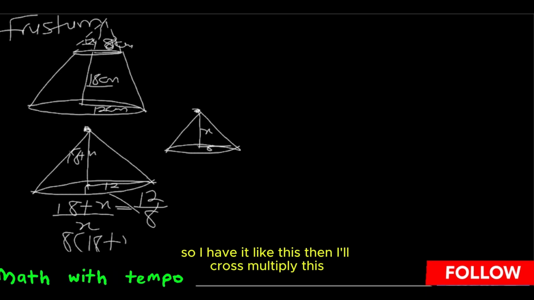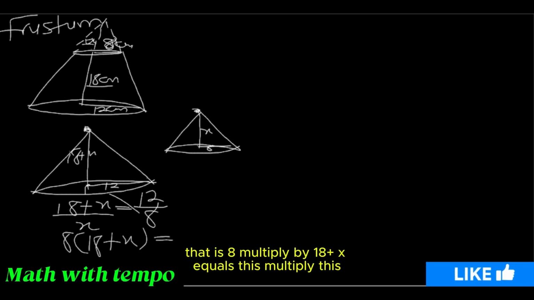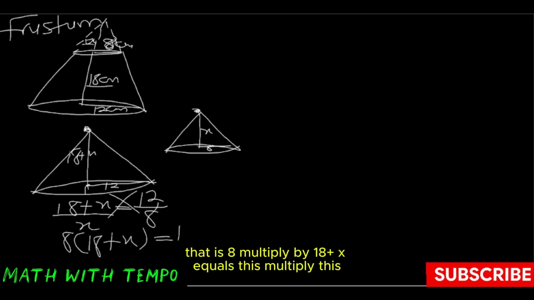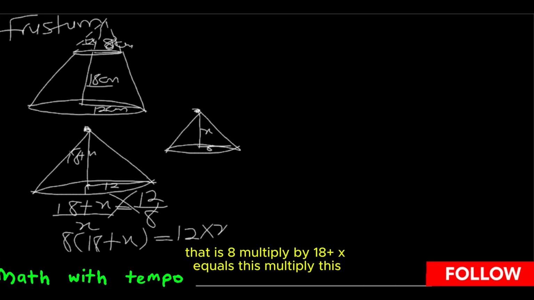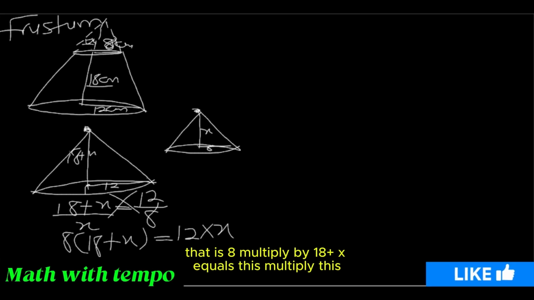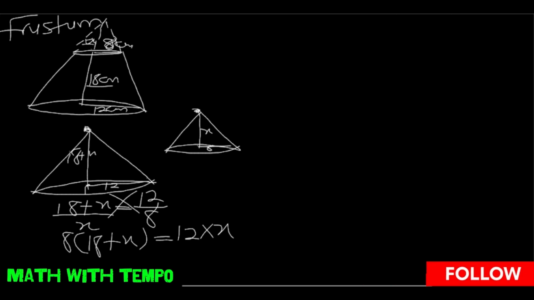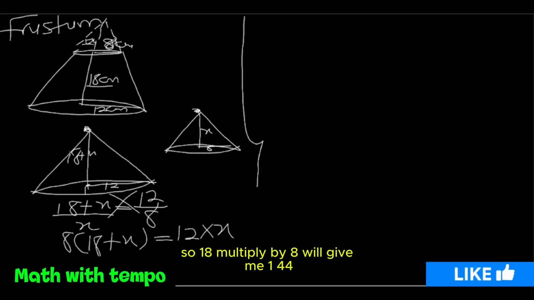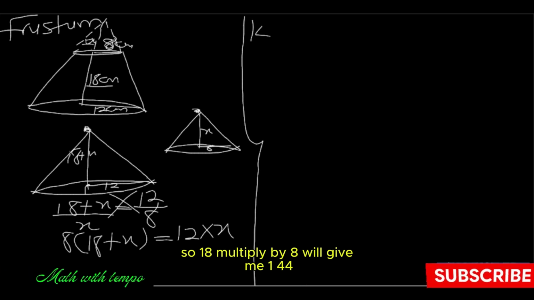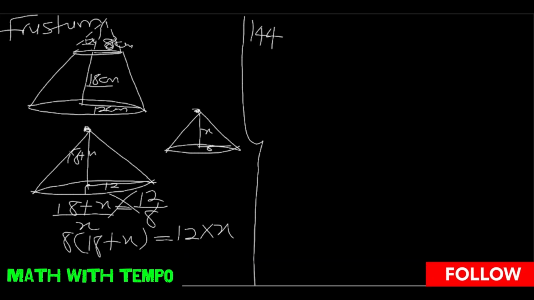So I have it like this, then I'll cross multiply. This multiplied by this, that is 8 multiplied by 18 plus X, equals this multiplied by this, that is 12 multiplied by X. So 18 multiplied by 8 will give me 144.